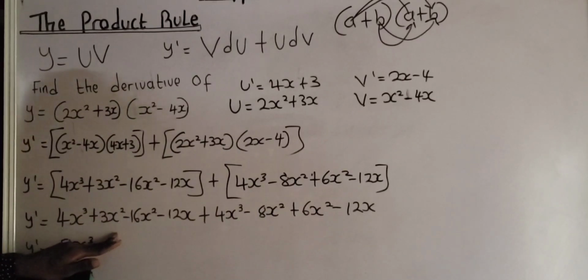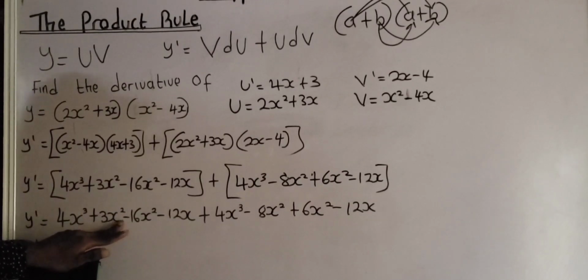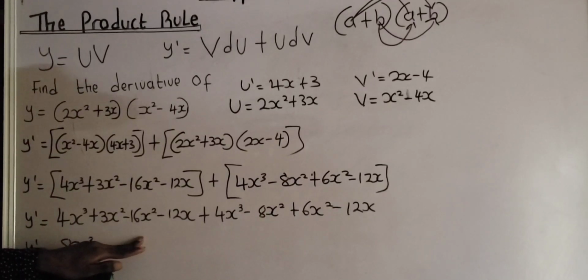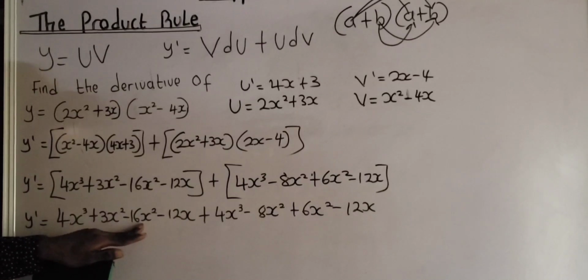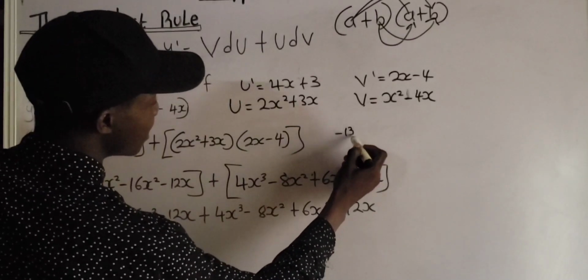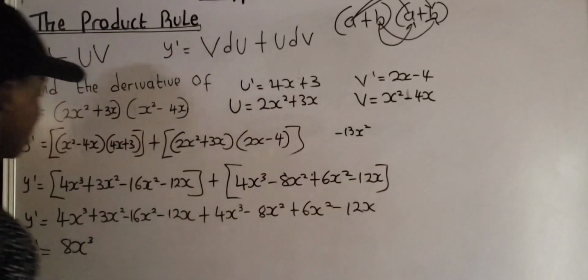Now, we are going to add all the terms that have x raised to the power of 2. Are you getting it? So I'm going to add 3x raised to the power of 2 minus 16x raised to the power of 2. That is minus 13x raised to the power of 2. Okay?